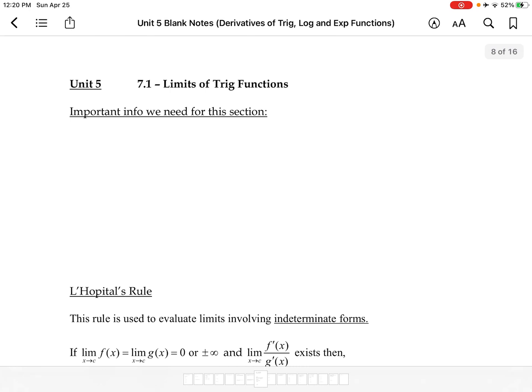Today we're going to look at the limits of trig functions. And before we get into the actual limits, there's a couple of important things that we have to keep top of mind. We've seen these things before. Some of them we've known for a while. Some of them we looked at just at the beginning of this unit. So I just want to remind you of a few graphs that we looked at.